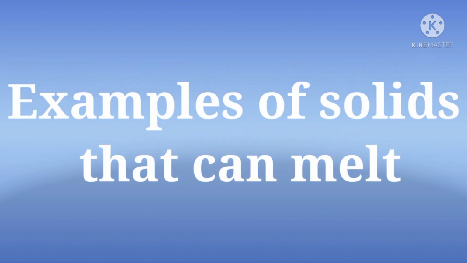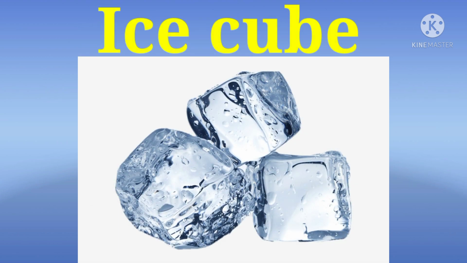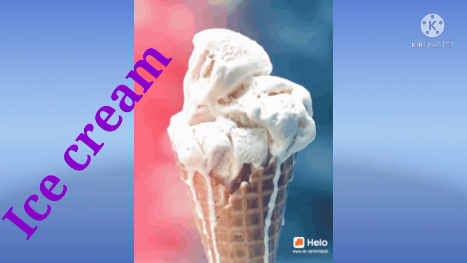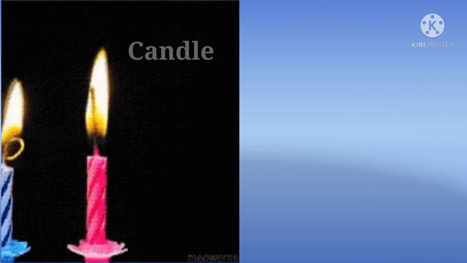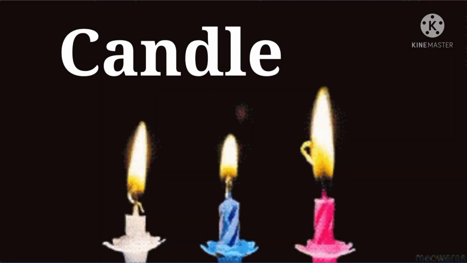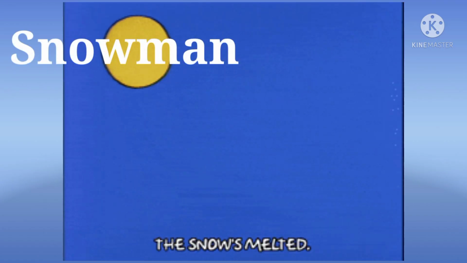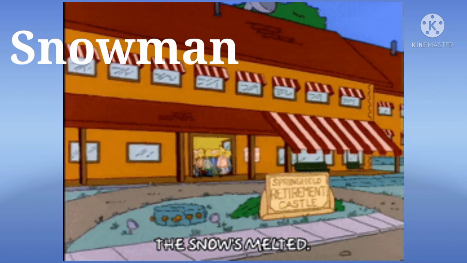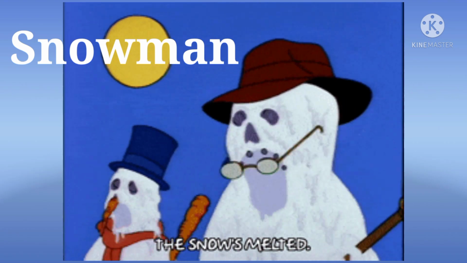Now, let's take a look at some examples of solids that can melt. Number one, we have ice cube. Number two, we have chocolate. Number three, we have ice cream. Number four, candle. Number five, snowman. Beautiful.